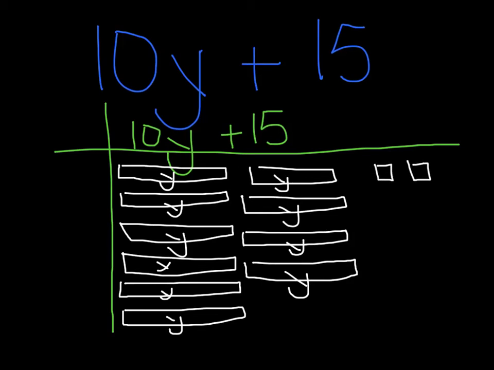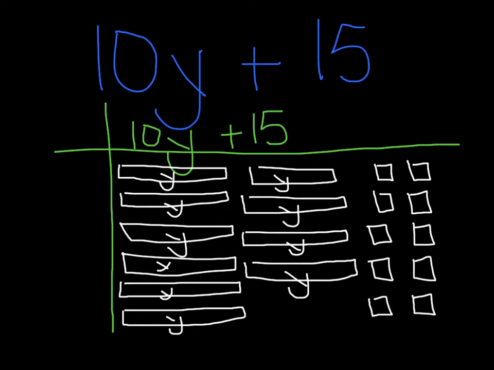and then 15 is my constant. So I'm going to need 15 of these little squares. 1, 2, 3, 4, 5, 6, 7, 8, 9, 10, 11, 12, 13, 14, 15. And there I have 10y plus 15. I could even put a little 1 inside of each of these if I wanted to, but for the sake of time, well, looks like I have added them in.